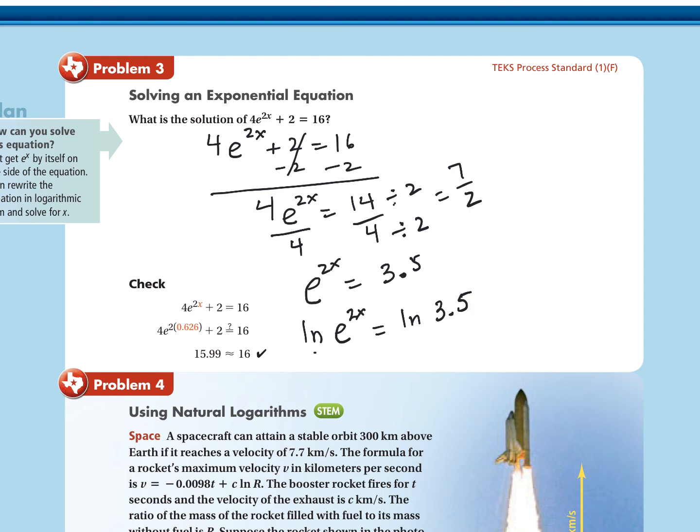And since this is going to be the inverse property, then we have 2x equals natural log of 3.5. Divide both sides by 2. So x is approximately, and you're going to type that into the calculator, 0.626. And this is how you would check.